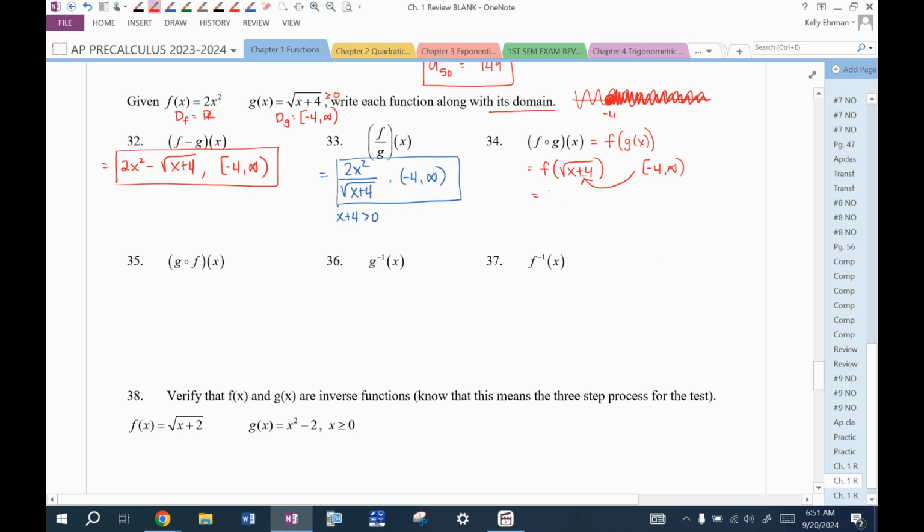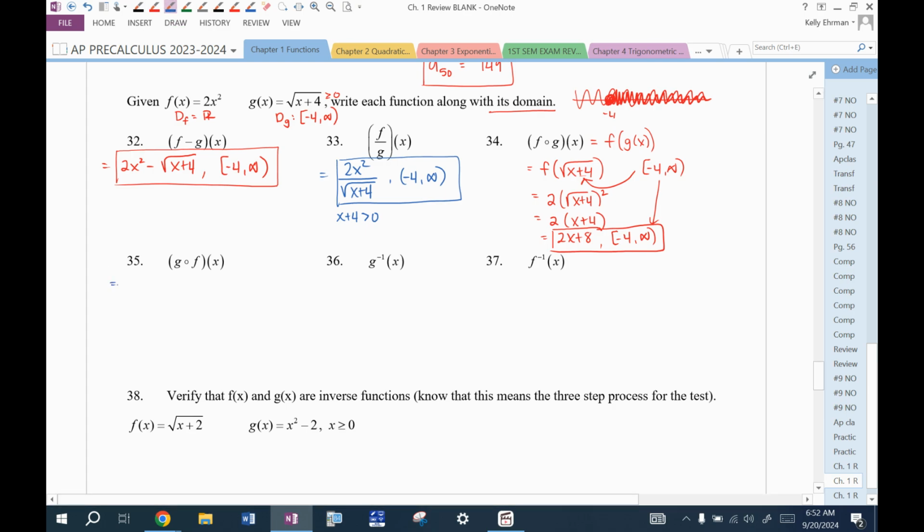Plugging that into f, it's 2 times the square root of x plus 4, squared. When I square a square root, I just get the expression. Now be careful, it's in parentheses. So that 2 being multiplied through would be like 2x plus 8. Or you could leave it in parentheses. I just mean it's wrong to say 2x plus 4. That's not right. Then, like I said, get the domain in there too. There's no extra restriction on this. This is just a line, but the line only exists from negative 4 to infinity. So negative 4 to infinity is my domain, and that's my final answer for that one.